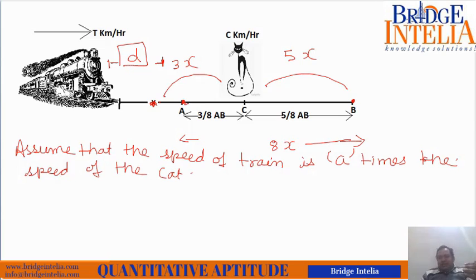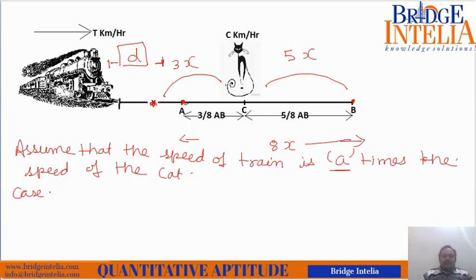Now if my speed is 2 times your speed, what does that mean? It means I would be able to cover twice the distance you would be able to cover in the same time. So if someone's speed is a times the other speed, he is going to cover a times the distance in the same time. So now look at case 1.